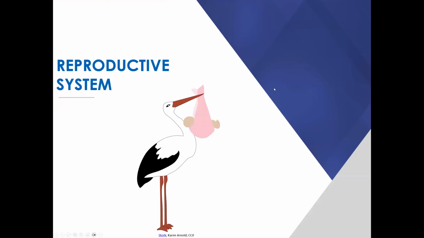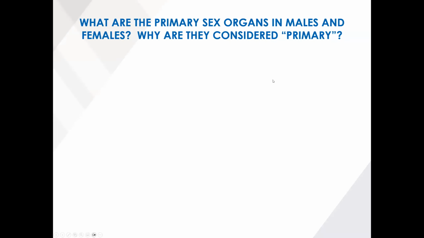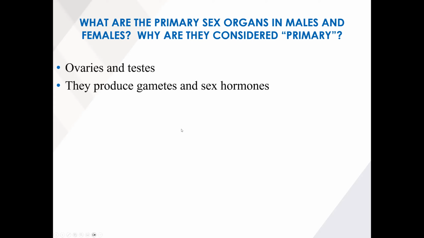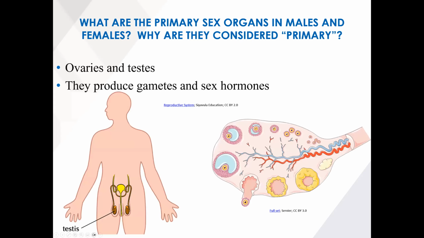All right, last thing is reproductive system. So what are the primary sex organs in male and females, and why are they considered primary? Or what are the gonads? Yep, testes and ovaries. And what do they do that nothing else in your body does? Gonads make what? Yep, they produce gametes. So their job is to produce gametes. They also do something that other parts of your body do, make hormones, but they specifically make sex hormones. So the testes are going to be the male gonad, and the ovary is going to be the female gonad.